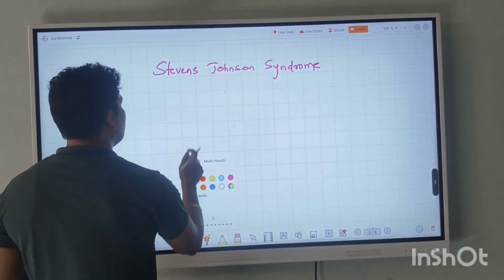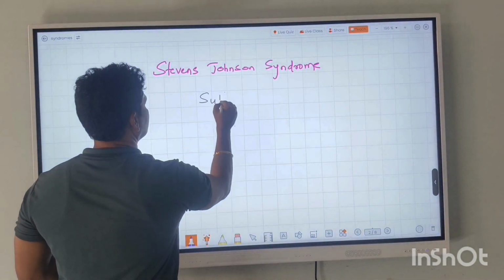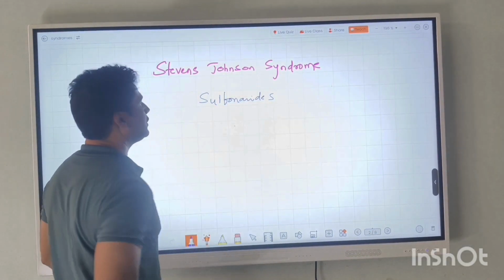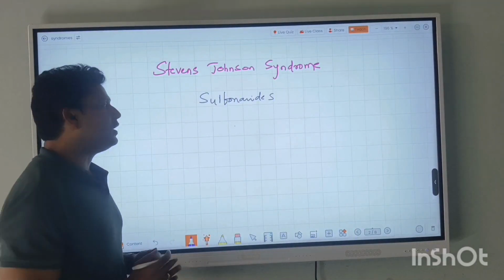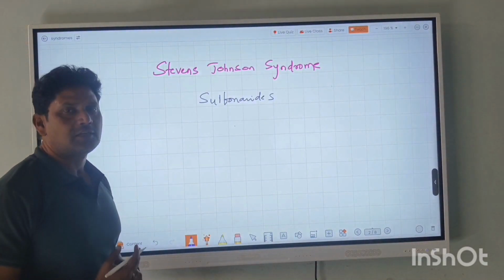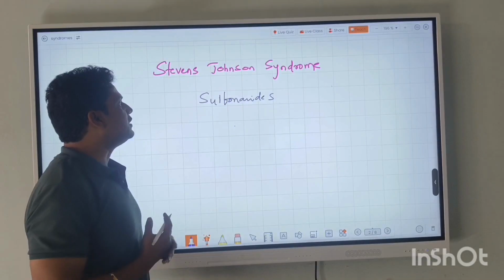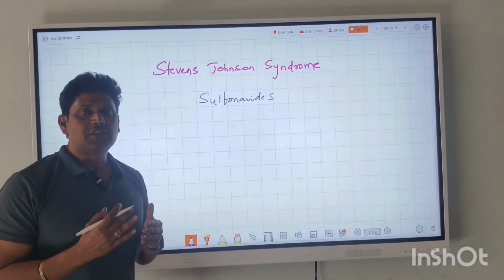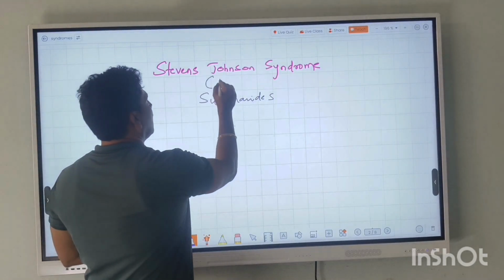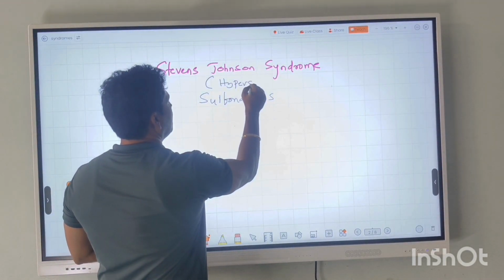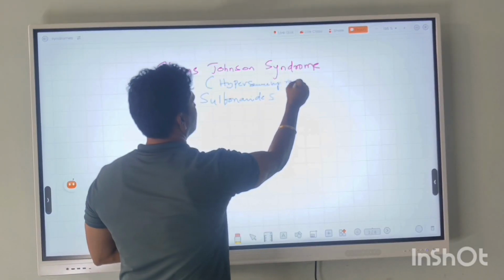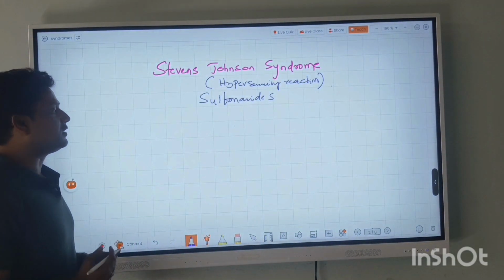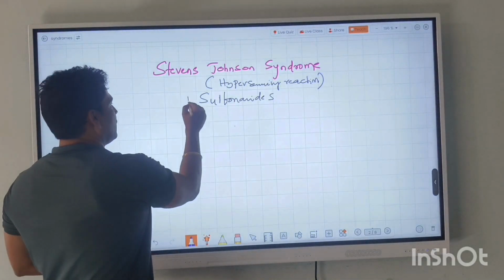Stevens-Johnson syndrome is mainly caused by sulfonamides. Sulfonamides are antimicrobial agents. Examples of sulfonamides are sulfamethoxazole, sulfadiazine, sulfacetamide. So these drugs cause Stevens-Johnson syndrome. Stevens-Johnson syndrome is nothing but hypersensitivity reactions. So hypersensitivity reactions are allergic reactions mainly caused by sulfonamides.